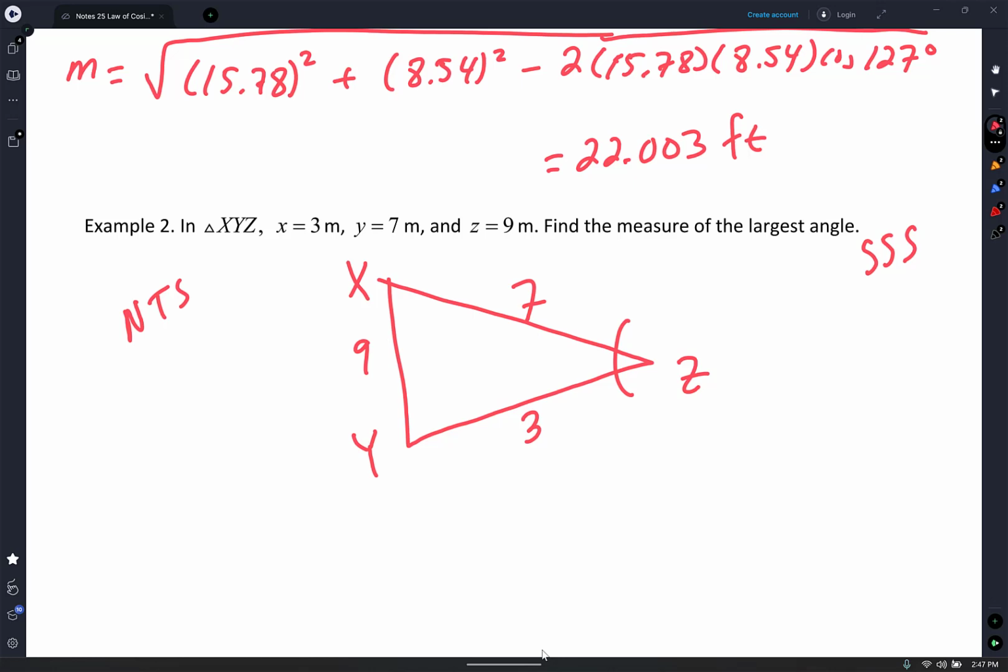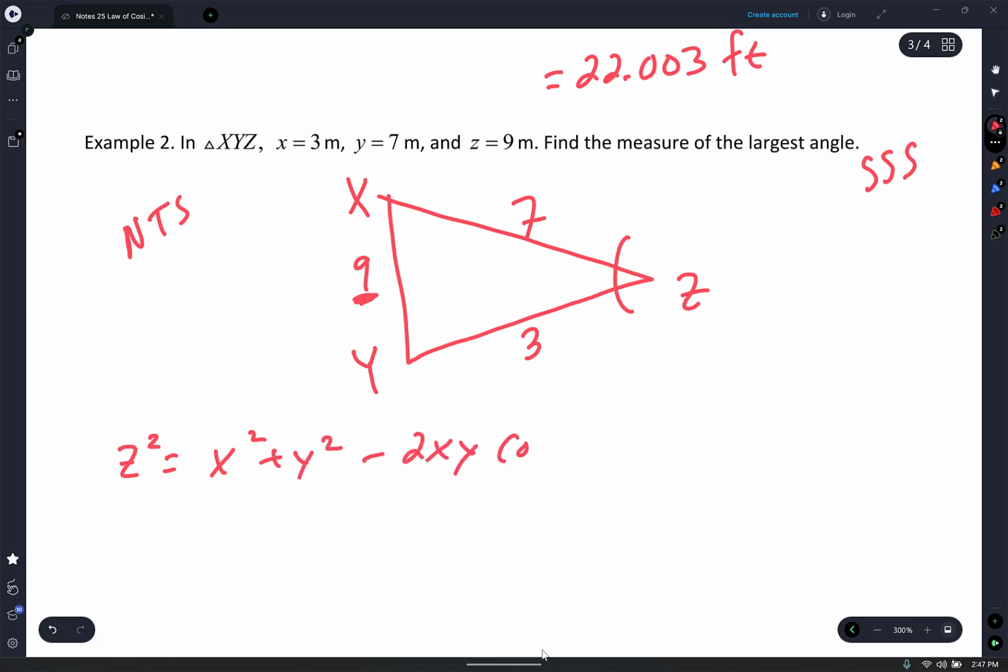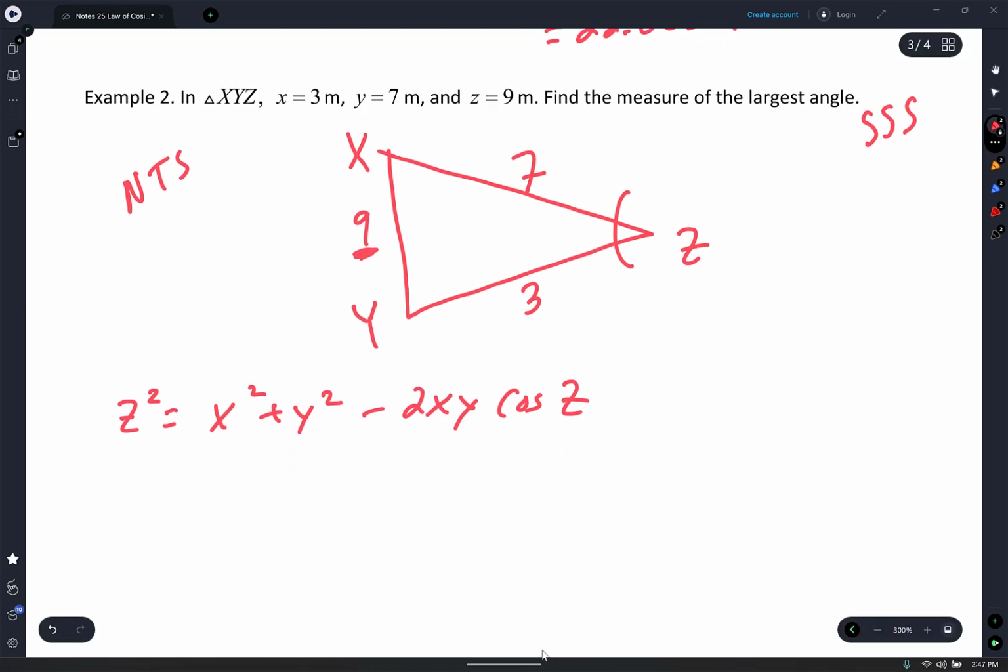Cool or not cool? Because I want to find angle Z, the 9 is what's going to go on the outside first, because I'm going to put cosine Z. Law of cosines, here it is. Little z squared equals x squared plus y squared minus 2xy cosine of capital Z. That's what I'm doing, guys. So if I want to find angle Z, I got to put little z on the outside. So here we go. 9 squared equals 3 squared plus 7 squared minus 2 times 3 times 7 cosine Z.